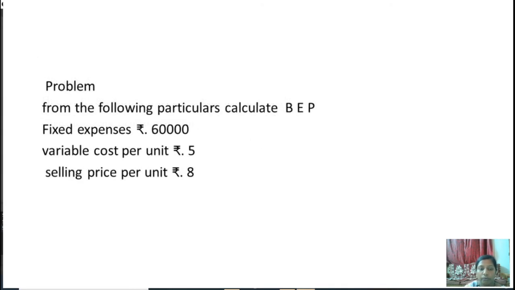Now we look at the problems on BEP. From the following particulars, calculate BEP. Fixed expenses rupees 60,000. Variable cost per unit rupees 5. Selling price per unit rupees 8. In this problem, the information covered is fixed expenses, variable cost per unit and selling price per unit. Using this information, now we calculate the BEP.